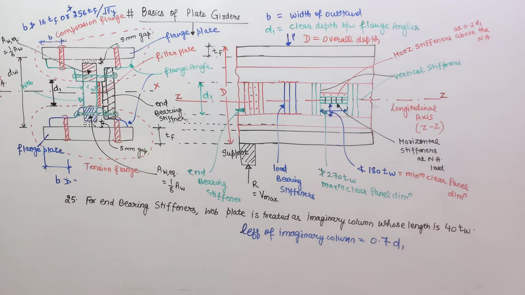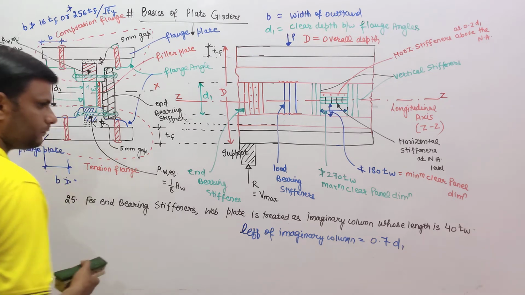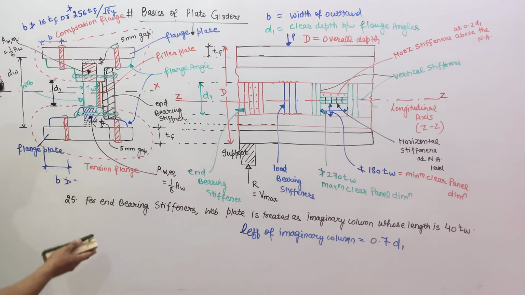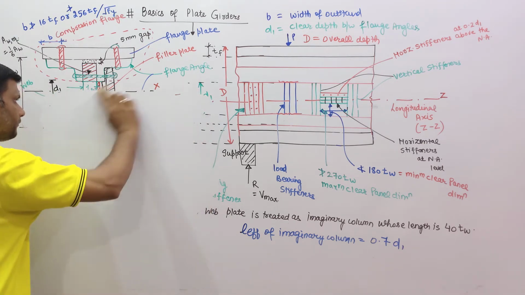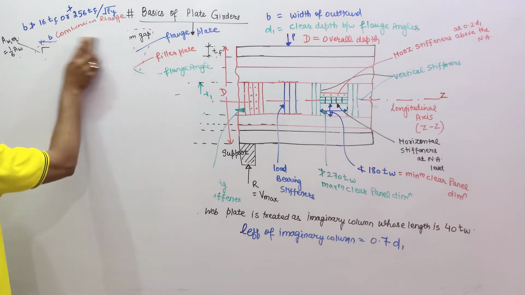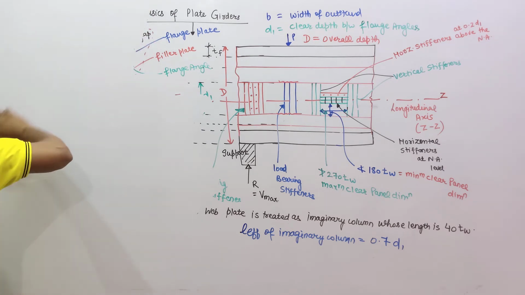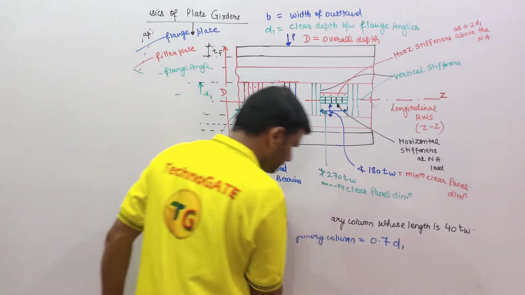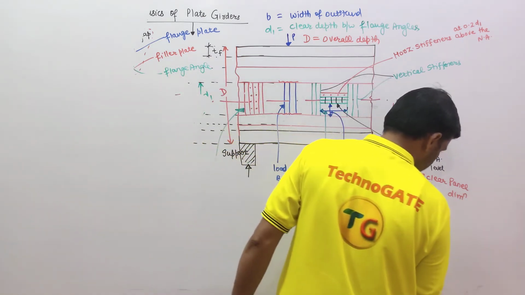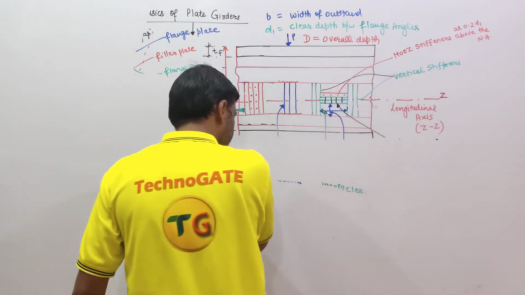Please note it down very fast and write down a problem. We will discuss three problems for plate girders that are very, very important.